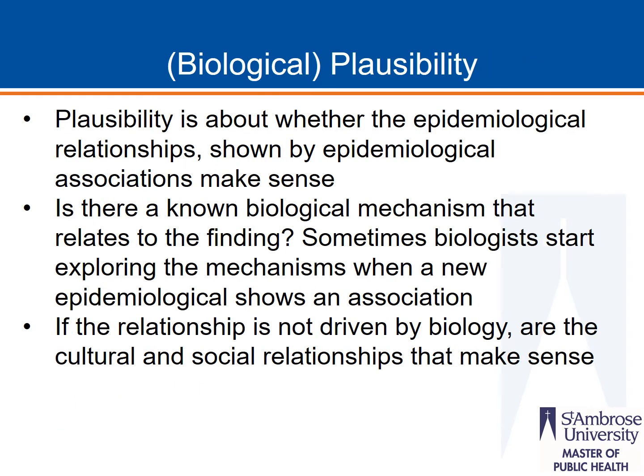An important aspect of the causal criteria is plausibility, and in particular, we often look at biological plausibility, but this can also be whether or not the relationships are plausible, looking at the social, cultural, or psychological mechanisms. I'm going to focus my answer first on biological plausibility because that's an easier, clearer way to understand this concept. Plausibility is about whether the epidemiological relationships shown by the associations make biological sense.